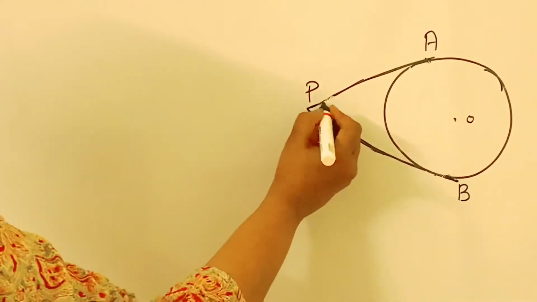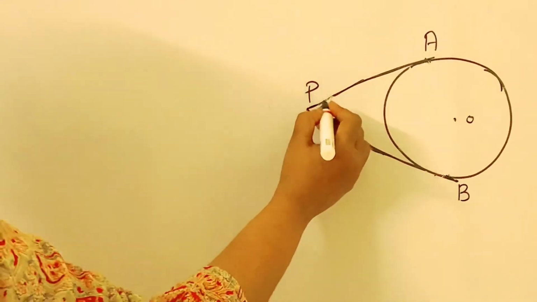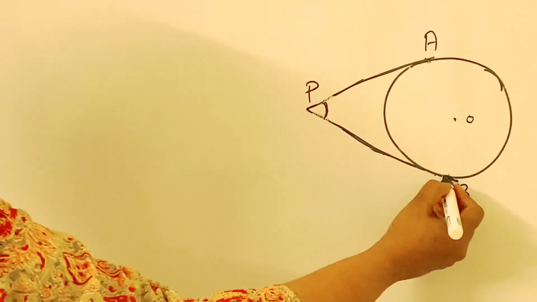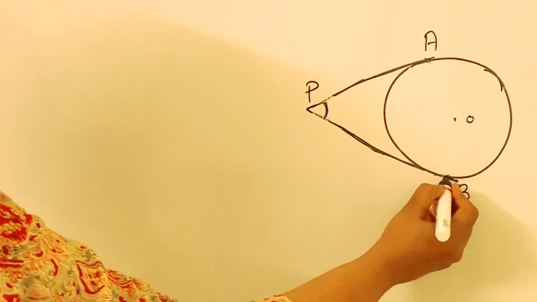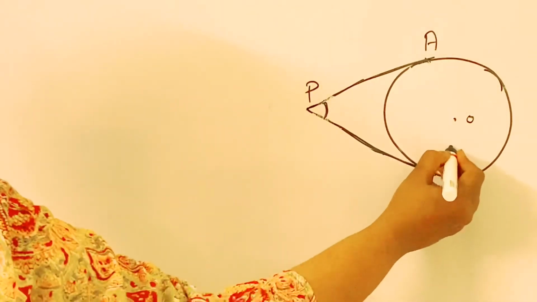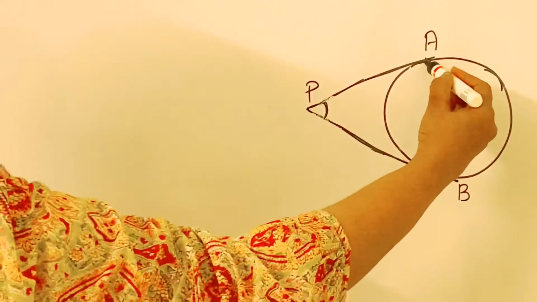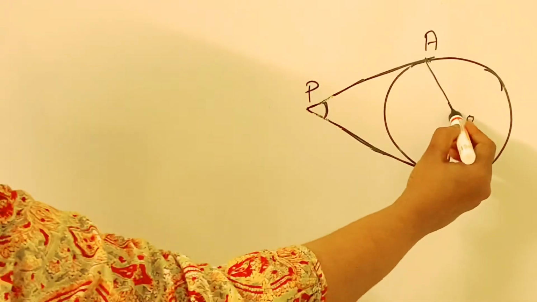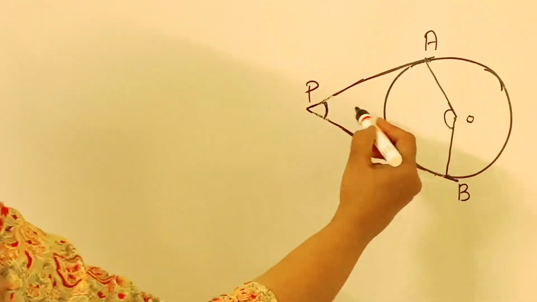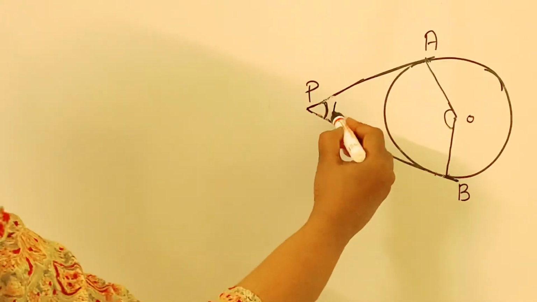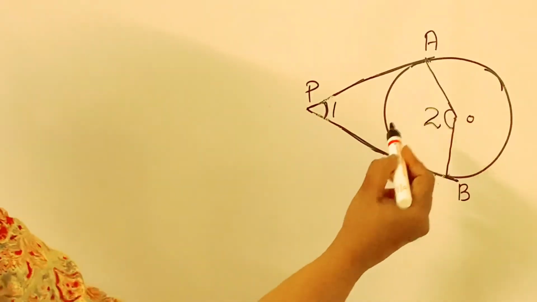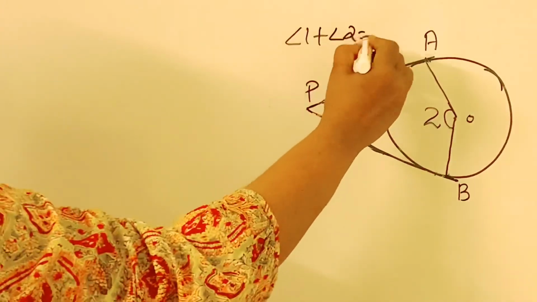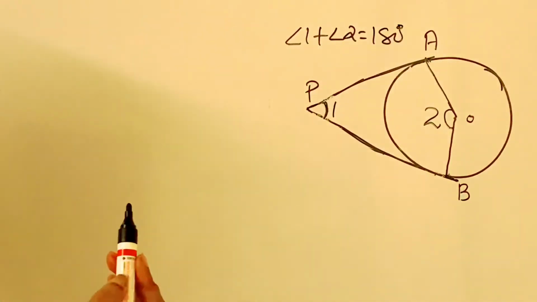Now the angle between these two tangents and the angle made by the line segments joining the points of contact at the center. That means this is one line segment and this is another line segment. So these two line segments make an angle here. We want to prove that these two angles are supplementary. You take the two angles 1 and 2. We need to prove angle 1 plus angle 2 is equal to 180 degrees, supplementary means the sum is 180 degrees.